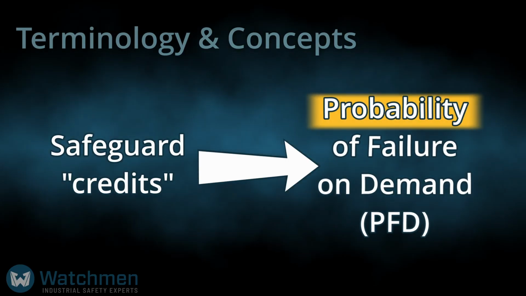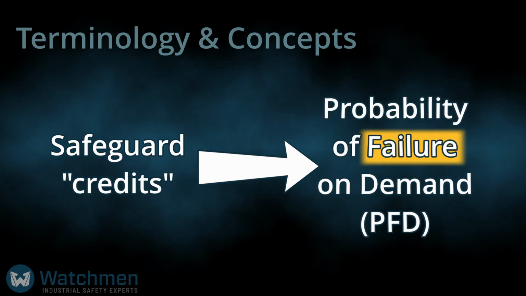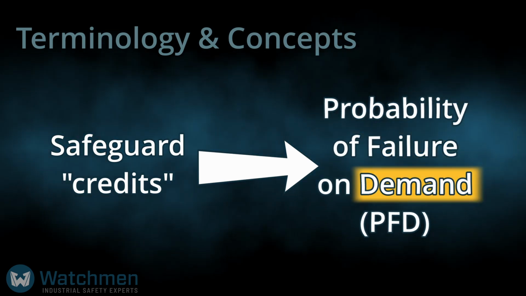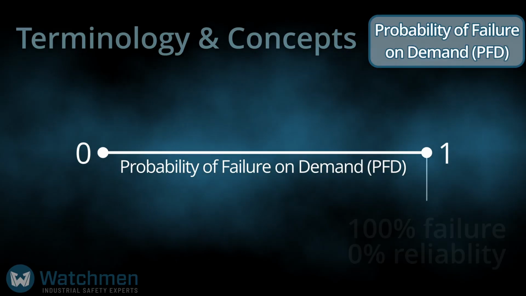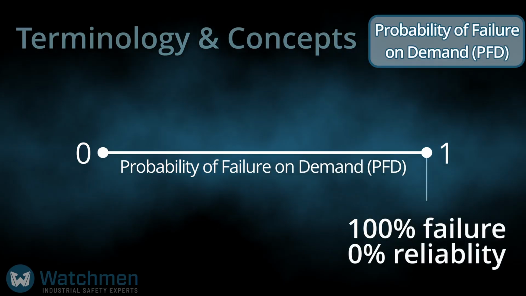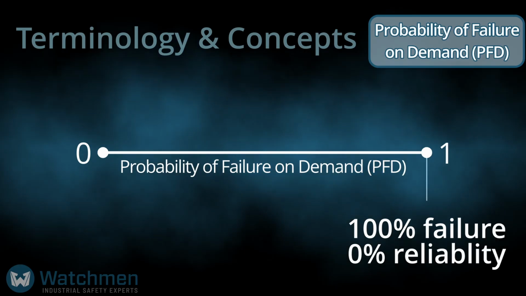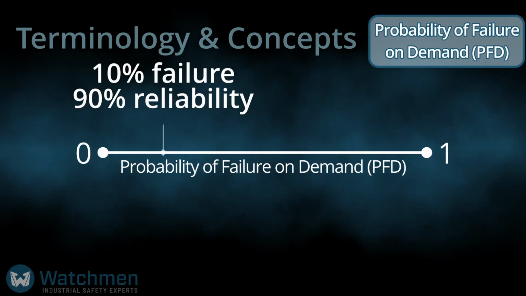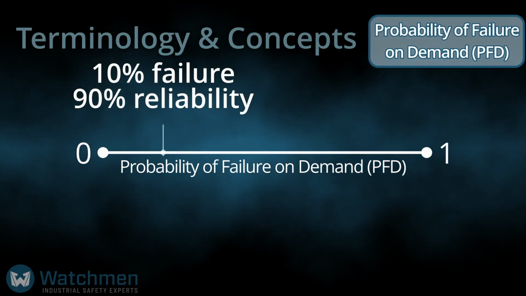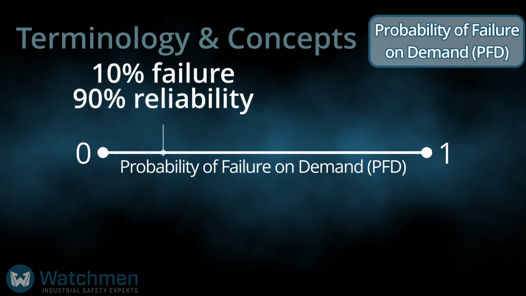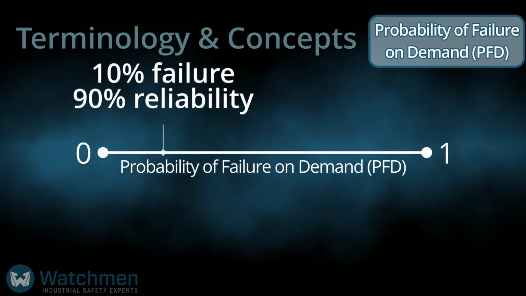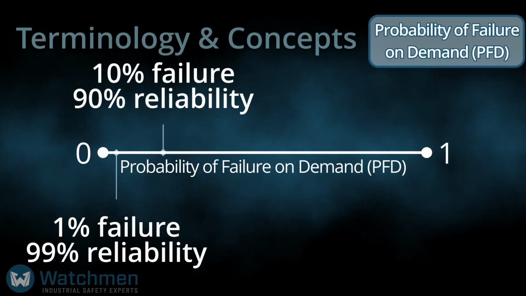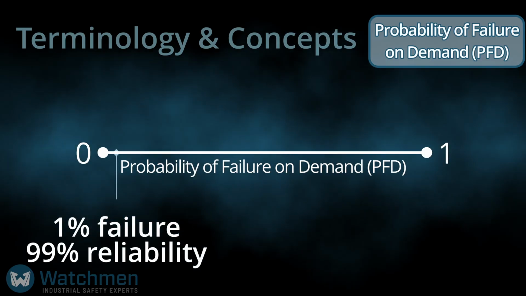This is the probability that a given IPL will fail to successfully perform its action when demanded to. PFD is given in probability per demand, and therefore is a unitless number between 0 and 1. A PFD of 1 means a 100% probability of failure, and therefore indicates that the IPL cannot be relied upon. A PFD of 0.1 indicates a 10% chance of failure on demand, and therefore 90% reliability. In some cases, higher reliability safeguards can be considered, such as a PFD of 0.01, which indicates a 1% chance of failure with 99% reliability.